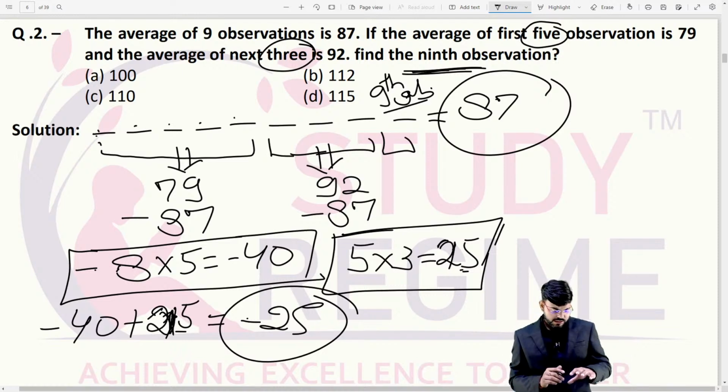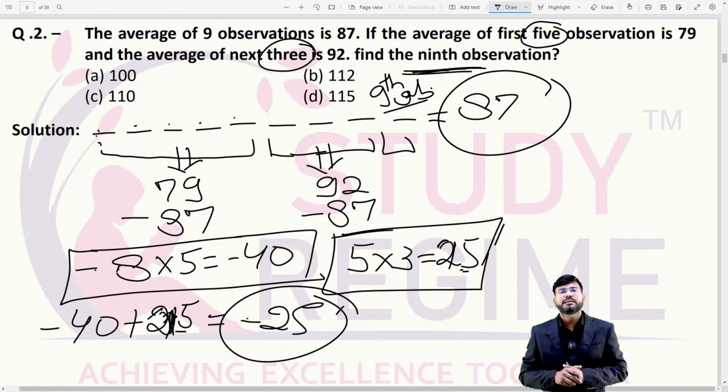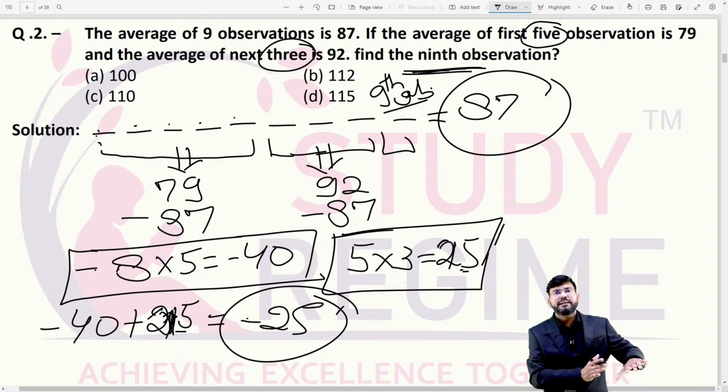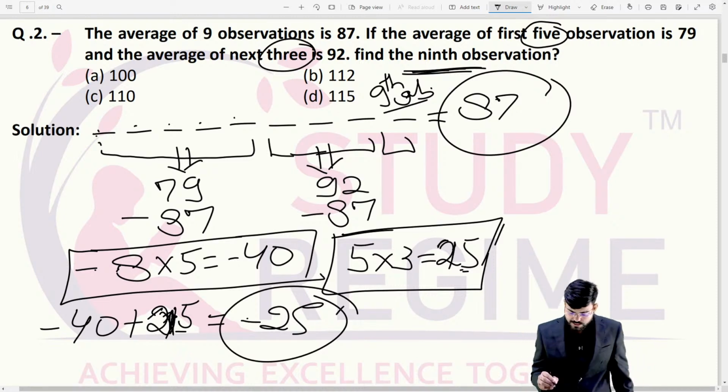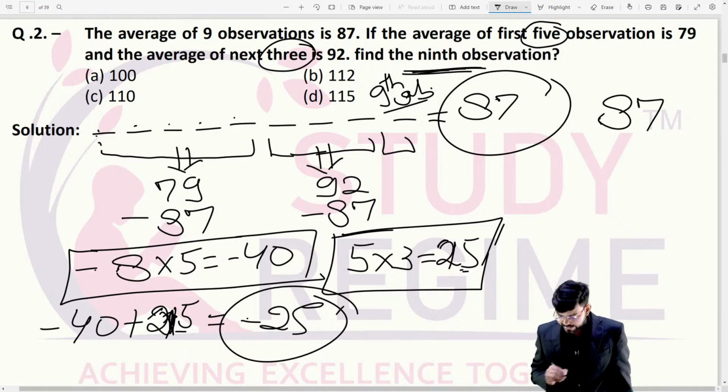So what do you understand? I will tell you the significance of this minus 25. Negative means till the 8th observation, the average is lagging behind. Try to understand what I am saying. Till the 8th observation, the average is lagging behind from 87. So for the average to become 87, the 9th observation has to be 87.